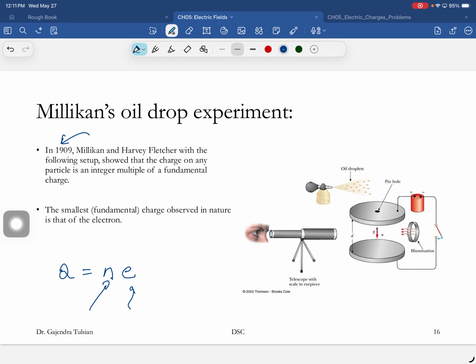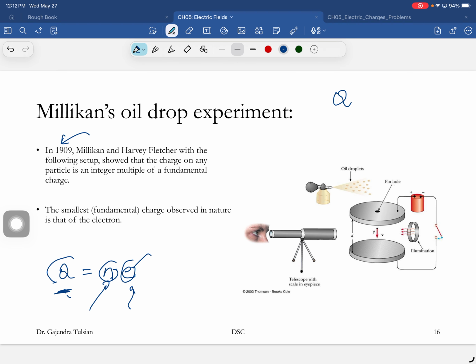So you can go to Walmart and you can buy 1 electron charge, you can buy 2 electron charge, you can buy 10 electron charges. You can not buy half an electron charge. Okay. So this is quantization of charge. Any charge is an integer multiple of the fundamental charge.